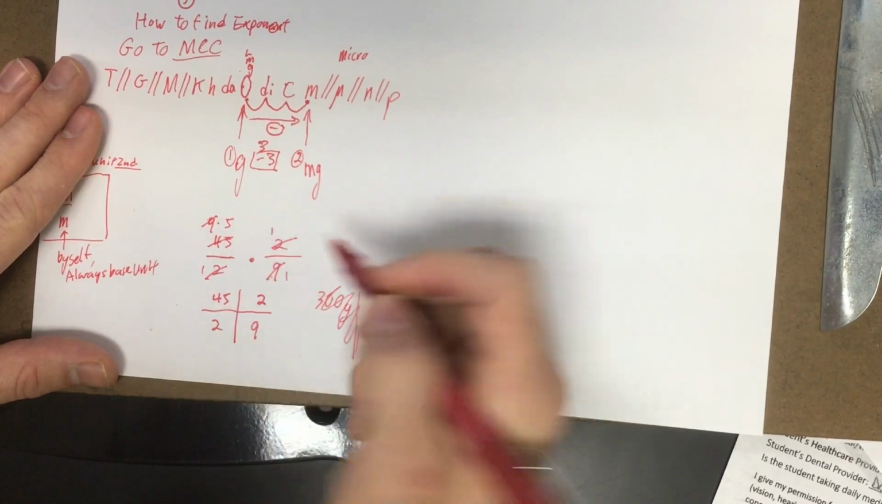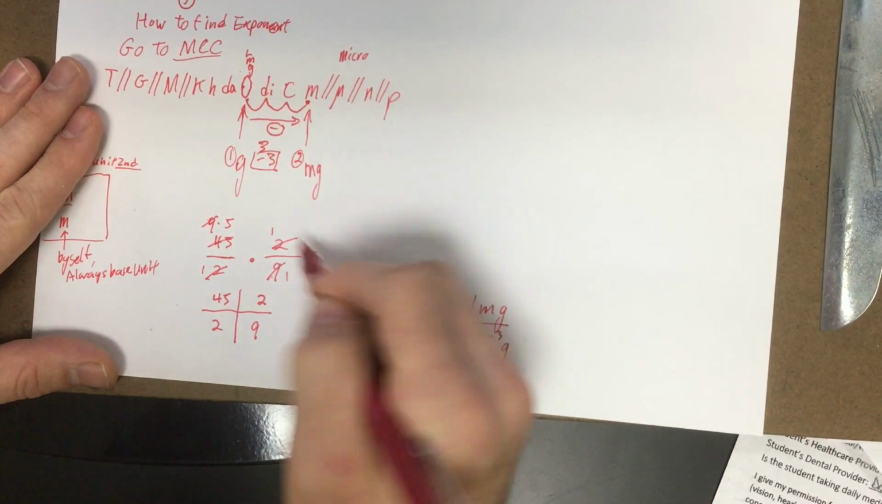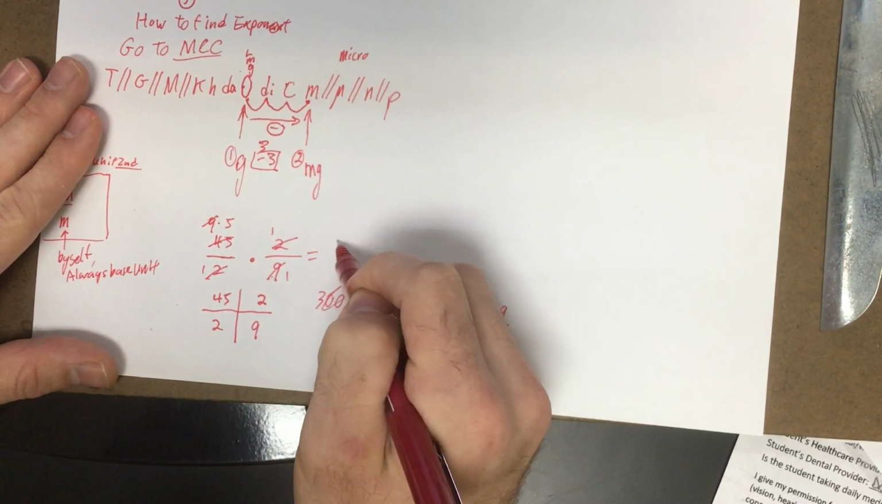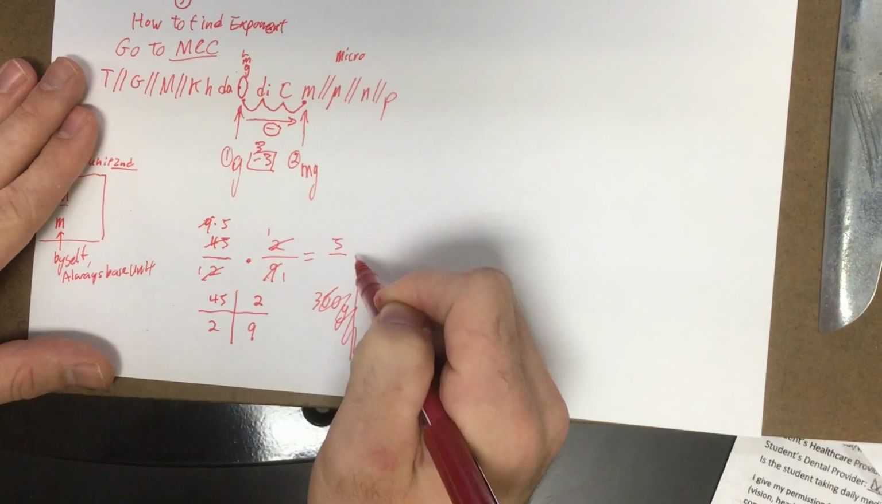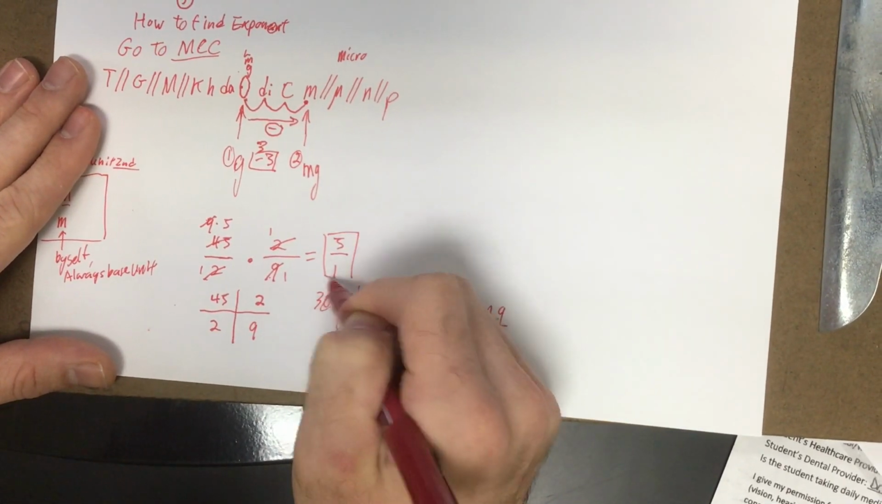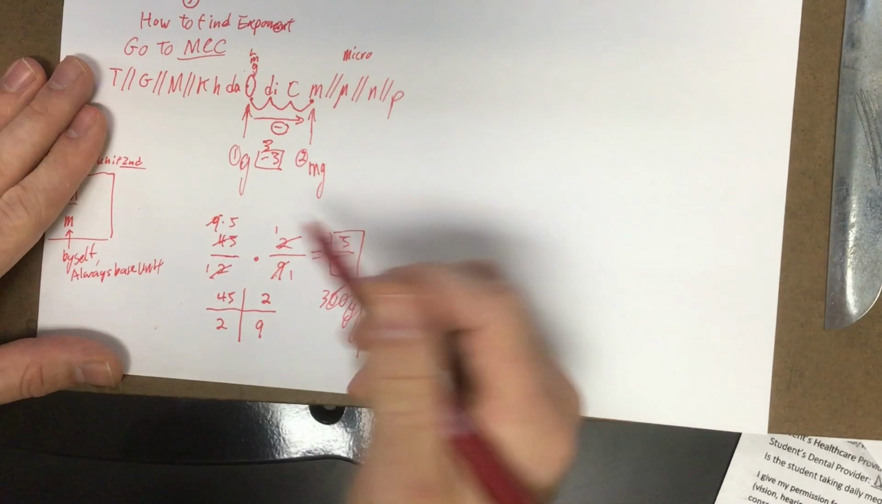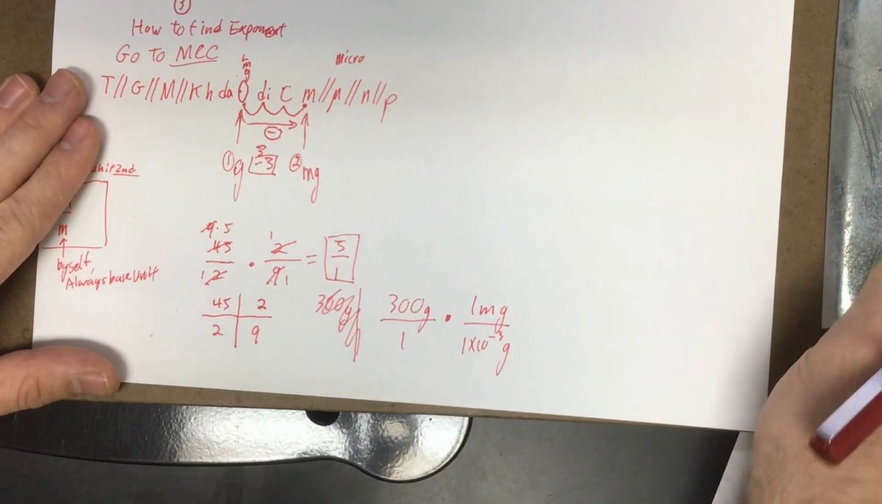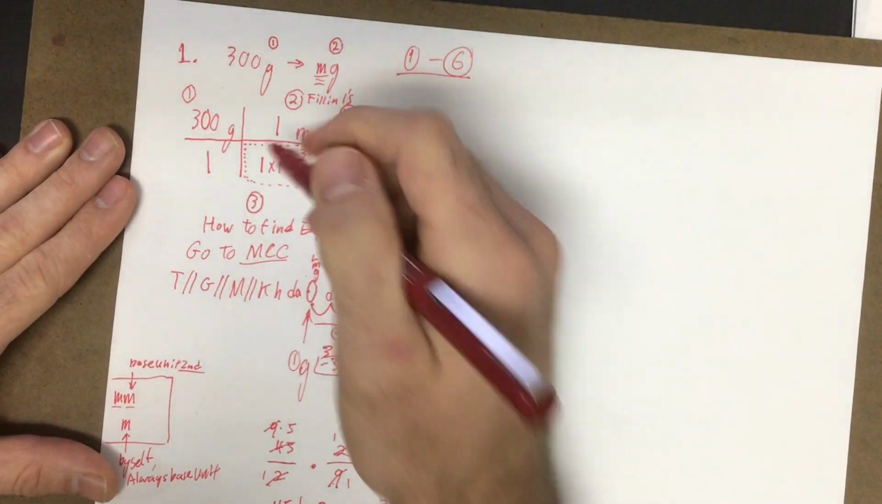Okay, so now we've got a really nice, easy thing that we're going to multiply across. Now we're going to multiply what's left over. We've got 5 times 1 is 5, and 1 times 1 is 1. And that's a really easy way. Now I don't have to multiply 45 times 2. I don't have to multiply 2 times 9. That's what we're doing when we're canceling out the grams.